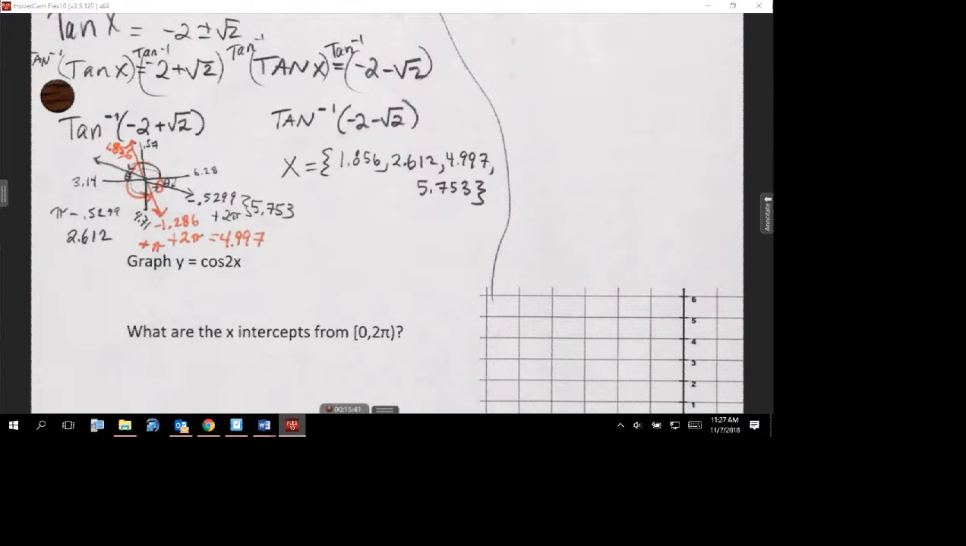This is a big chapter, isn't it? This chapter or section, 5.3. You have a lot in this section.